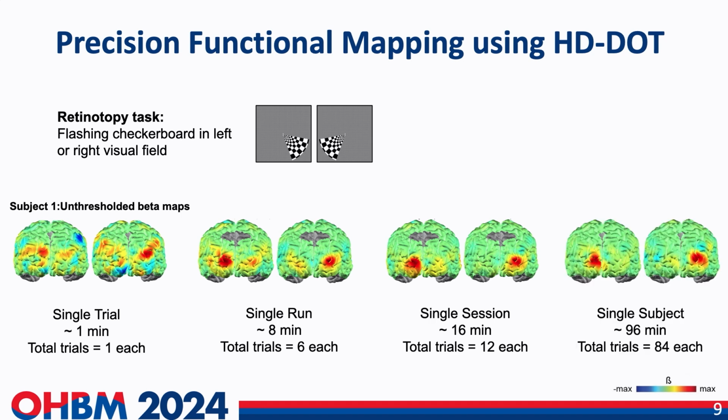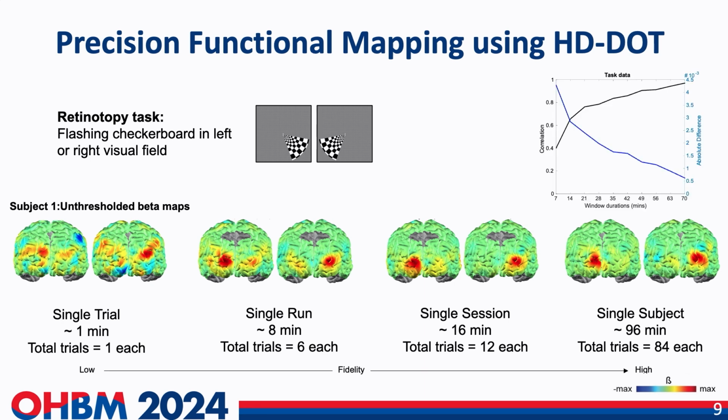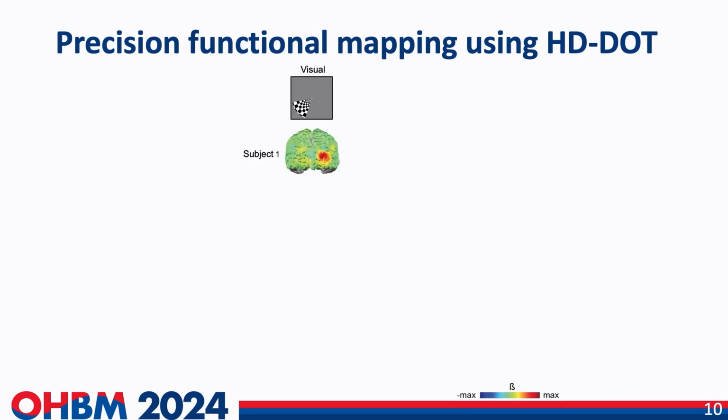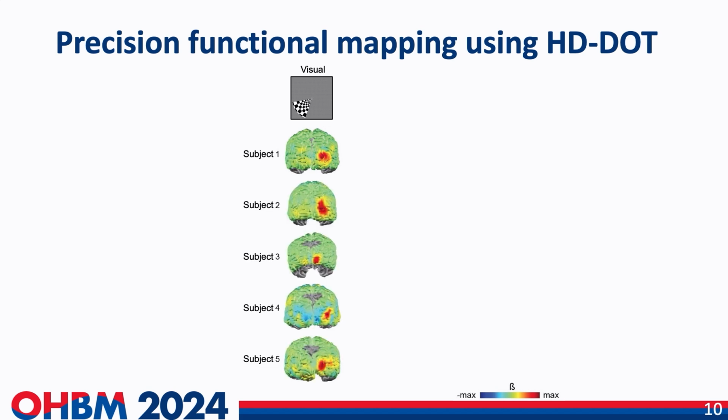And now finally, from single subject data, for 96 minutes of this particular task, I'm able to localize the brain activity for this task in a very precise manner. So again, this is a graphic showing the fidelity of my maps increasing as I increase the duration of data in my scans. This is again the same map from that subject, and I have collected data from 4 other subjects.